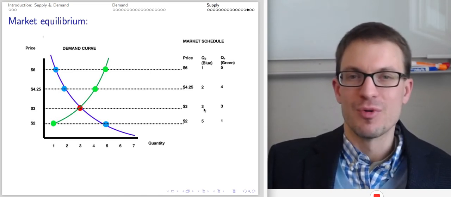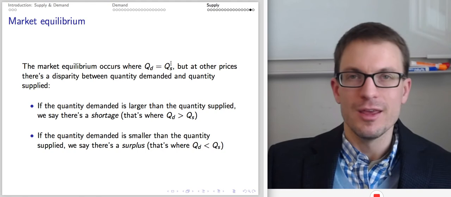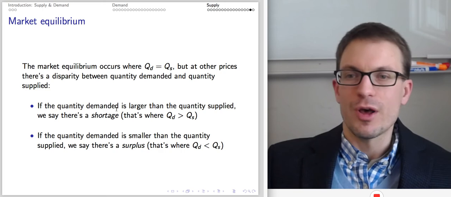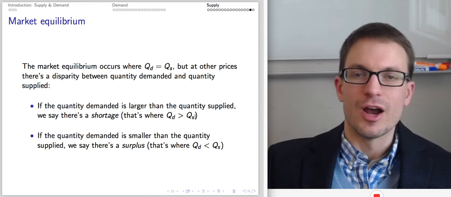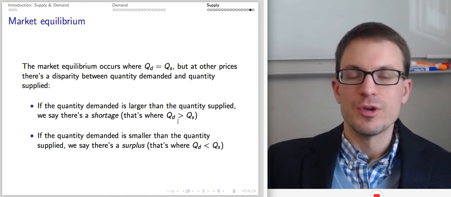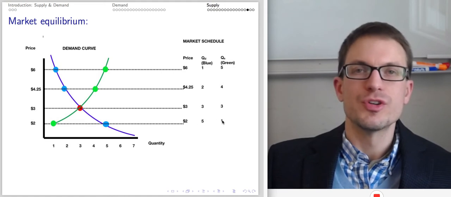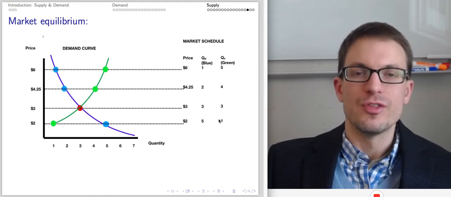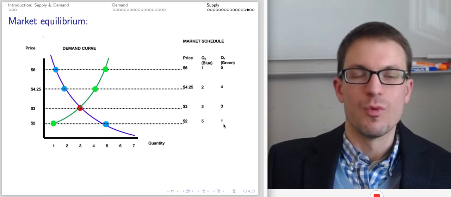So, okay, let's make that more rigorous with some definitions. The market equilibrium occurs where quantity demanded equals quantity supplied. At other prices, there's disparity between quantity demanded and quantity supplied. So if quantity demanded is larger than quantity supplied, we say there's a shortage. We can see how big a shortage is. So at the price of $2, what's our shortage? Well, quantity demanded is 5, quantity supplied is 1. There's a shortage of 4, right? The shortfall. There's a quantity of 4 above and beyond what's available in the market. Quantity demanded of 5, quantity supplied is 1, so the shortfall is 4.